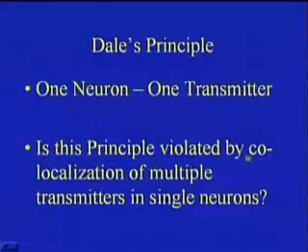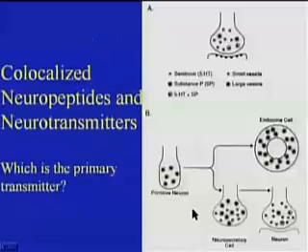Is this principle violated by colocalization of multiple transmitters in single neurons? In my opinion, that's a consideration that is academic only. We just have to know the details. Is there a colocalization? What's the primary transmitter? And what is the co-transmitter? When are they released? Under what conditions? What do they do when they're released singly or together?